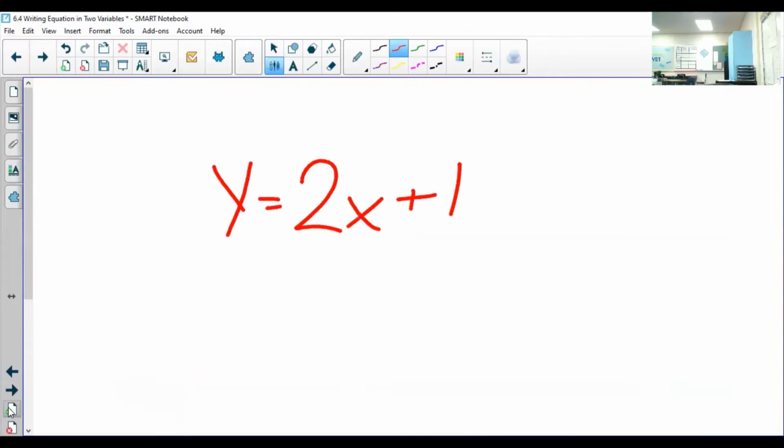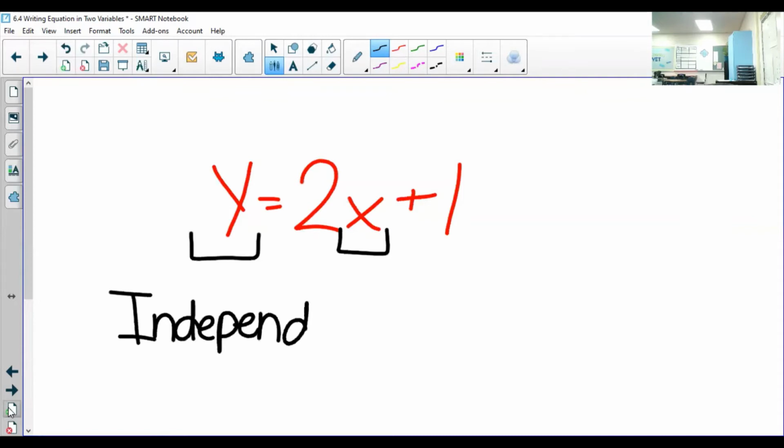So if you think about the equations we just did, we had like y equals 2x plus 1 or something like this. There are two variables, a y and an x. Each of these variables has a name. One of them is going to be independent, like this, and the other is going to be dependent.